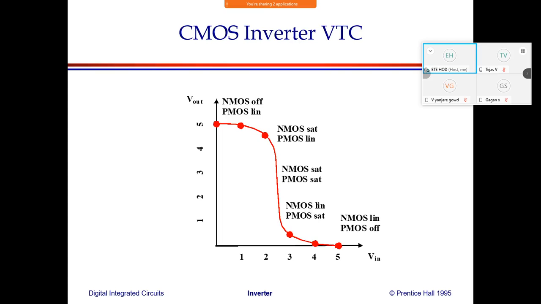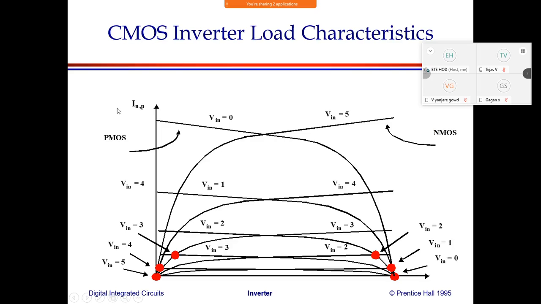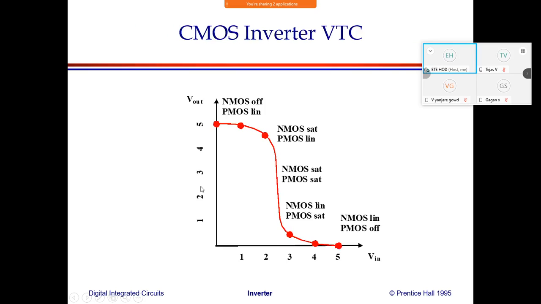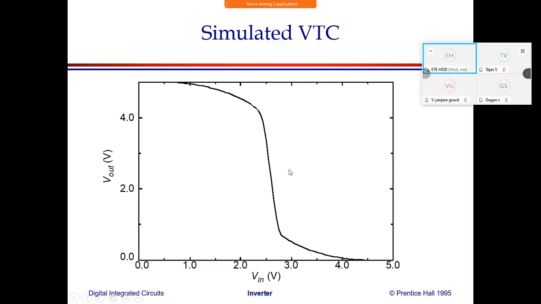Now you are trying to write what is V out and V in. This is how it moves. You can see it is off, then linear, and then it is somewhere here. One is linear, both are saturation. This is what we discussed in the last class. This is how it comes. So maybe we'll also do a simulation of this and then try to identify.